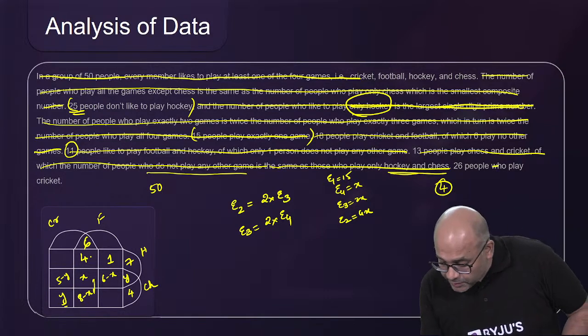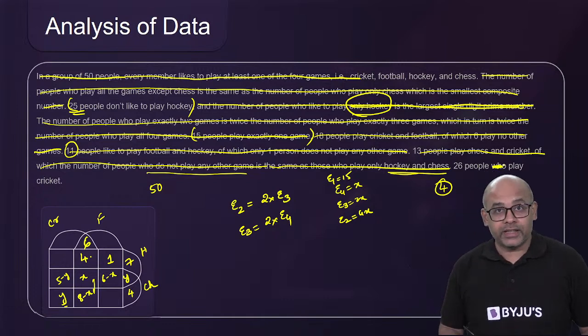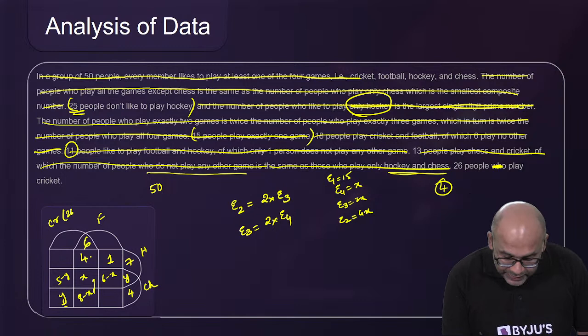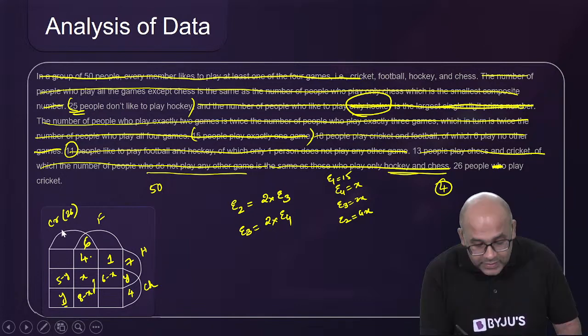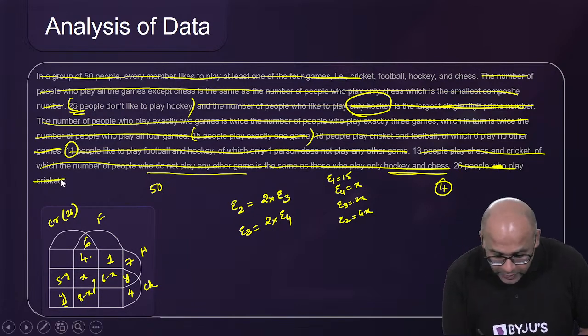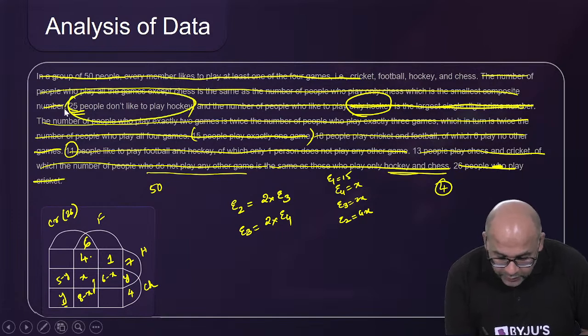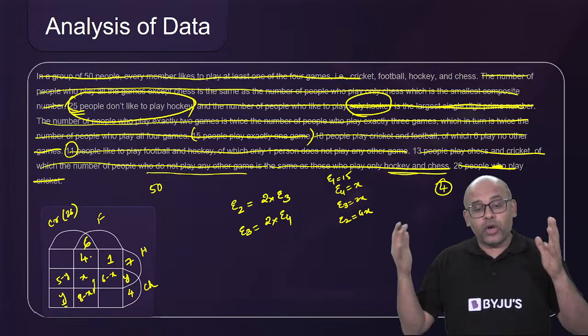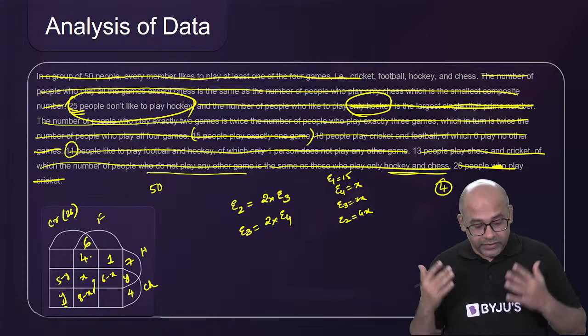Next, 26 people, this who is not there, I already deleted that earlier. 26 people play cricket. So cricket is played by 26. What else? This is also taken care of. Now only this part is left. 25 people don't like to play hockey. So outside hockey total is 25.